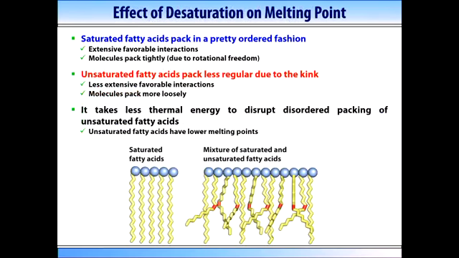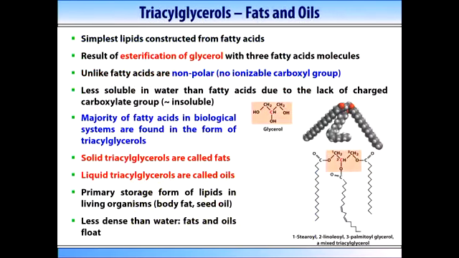Summary. Fatty acids by themselves are not usually present in high amounts in the cells or in organisms. They're usually present in the form of triacylglycerols, and here we can have two different types of them, fats and oils. As you can guess from the name, fats are solid and oils are liquids. These are the simplest lipids constructed from fatty acids, basically the result of esterification of a glycerol with free fatty acid molecules.